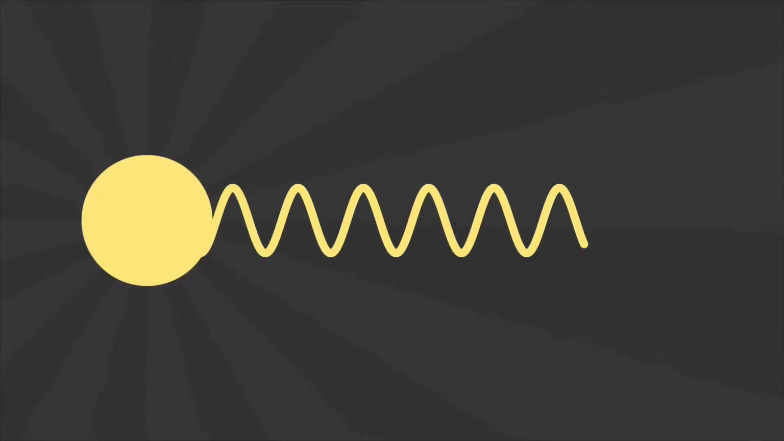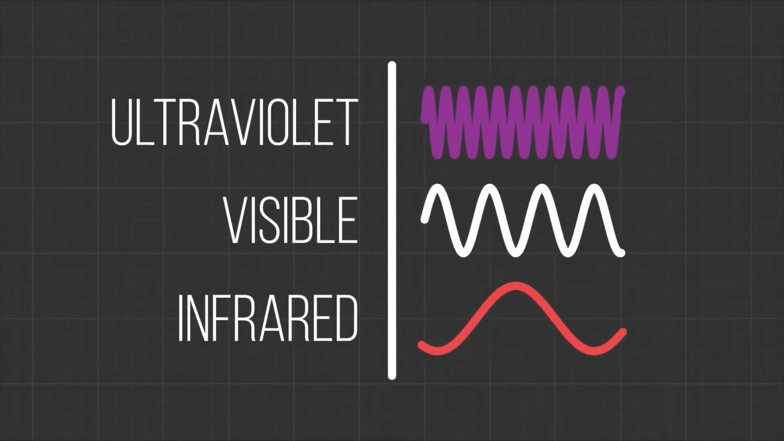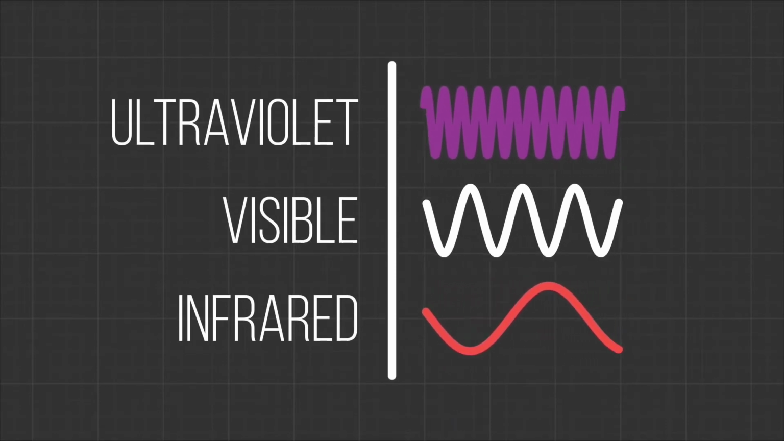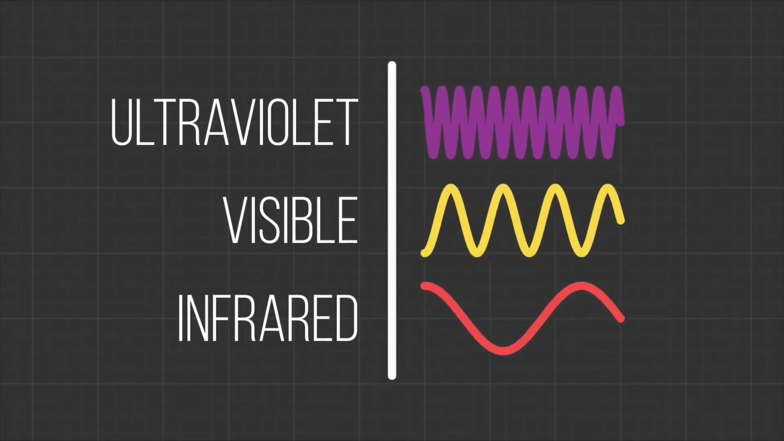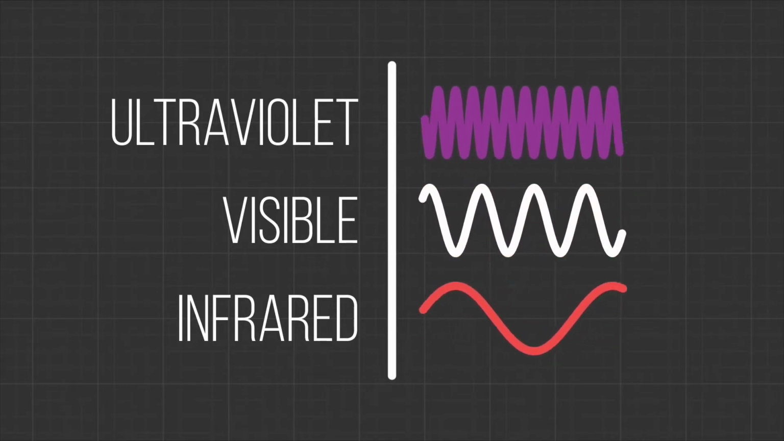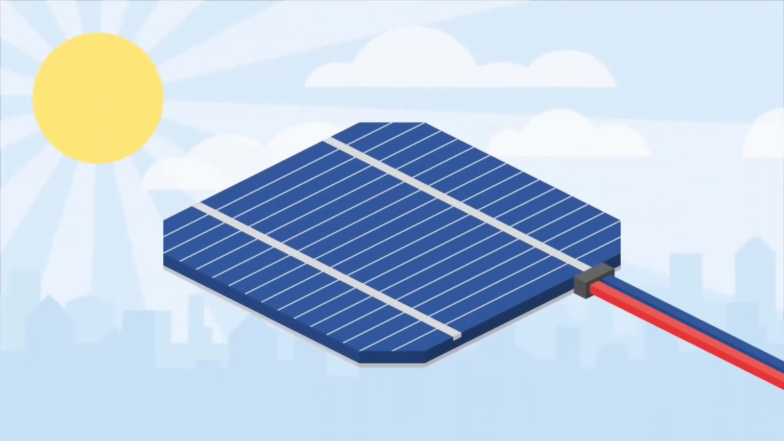The sun emits energy in the form of waves. These waves can range in length from short ultraviolet waves through the rainbow of the visible spectrum to long infrared waves. When the sun is shining, these waves move towards the earth and hit the surface of solar cells. Let's take a closer look.